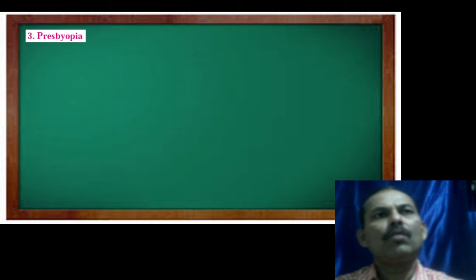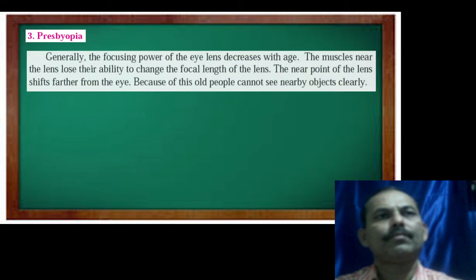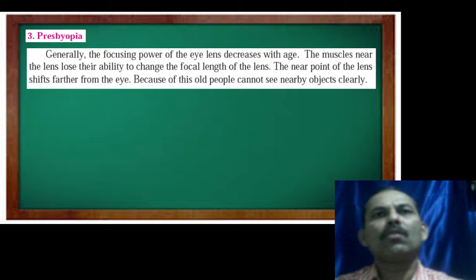Then we'll see about presbyopia. Generally, the focusing power of the eye lens decreases with age. The muscles near the lens lose their ability to change the focal length of the lens. The near point of the eye shifts further from the eye. Because of this, old people cannot see nearby objects clearly.